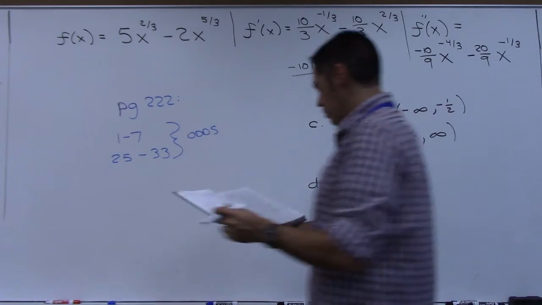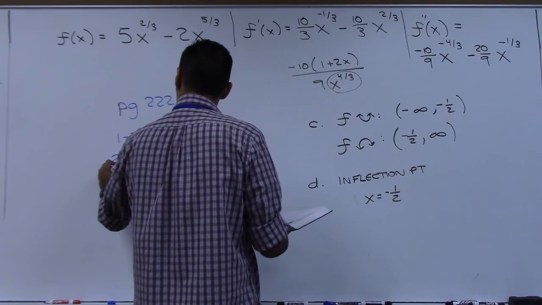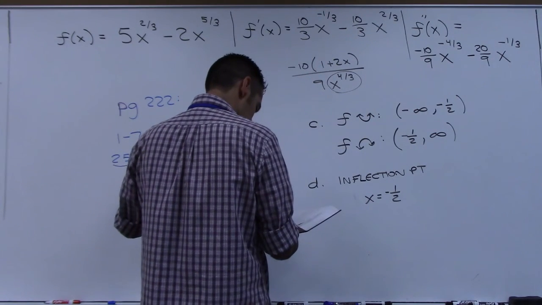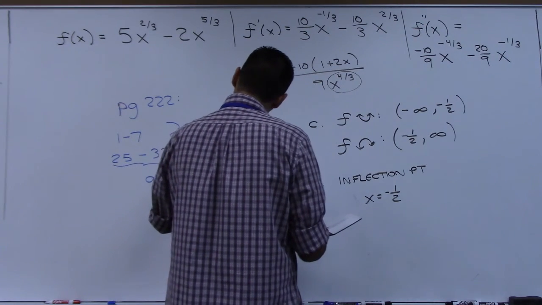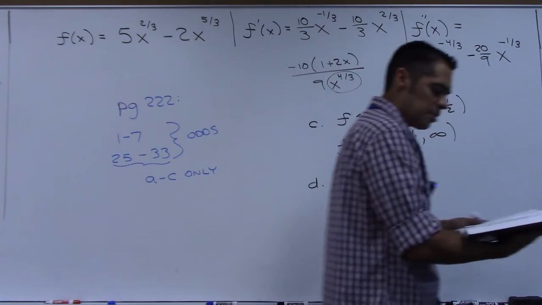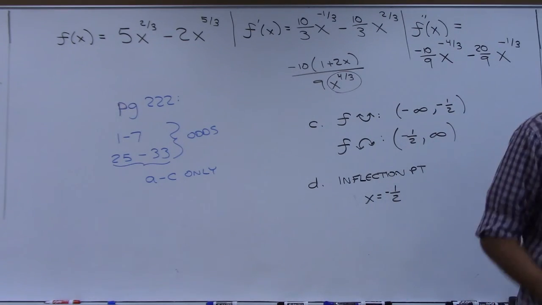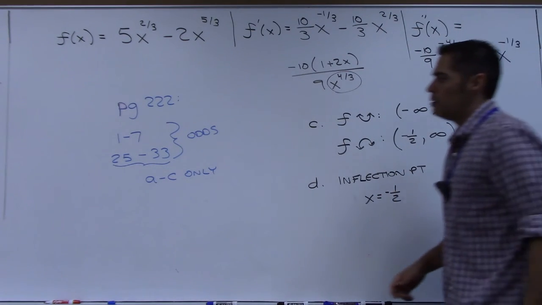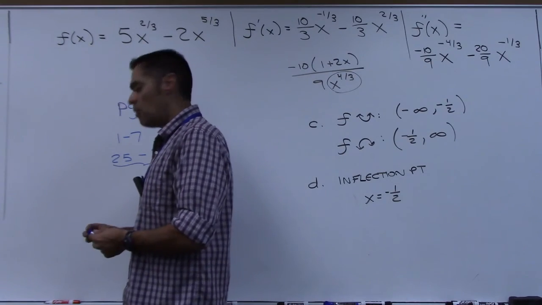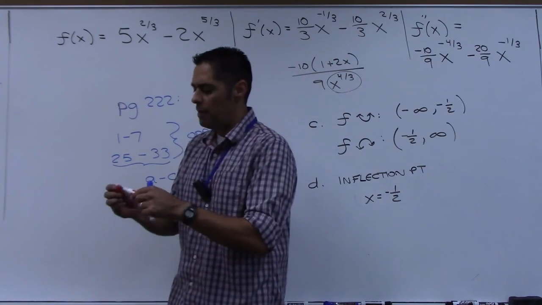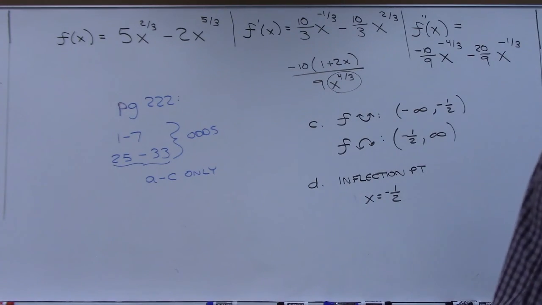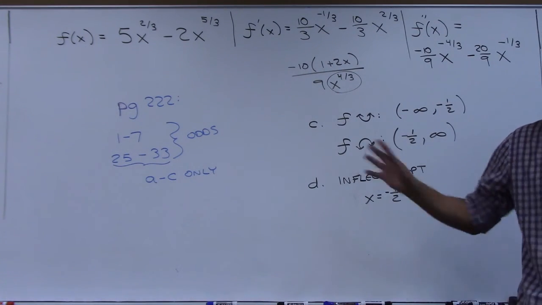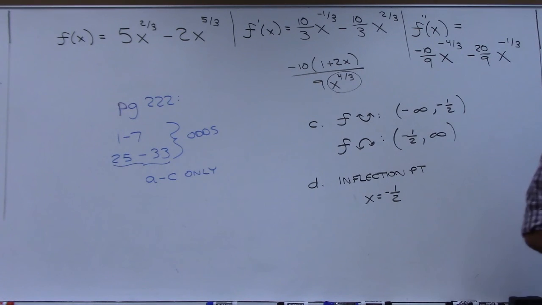On 25 through 33, on these right here, just do parts A through C only. On part D, they ask you to sketch the graph, and we haven't really done that yet. You can try it by hand if you want, but next class, I'm going to give you a method for graphing by hand, and I'm kind of particular about the way that I teach it. So if you go do it your own way, next class, I'm going to show you something different. So at your own risk.